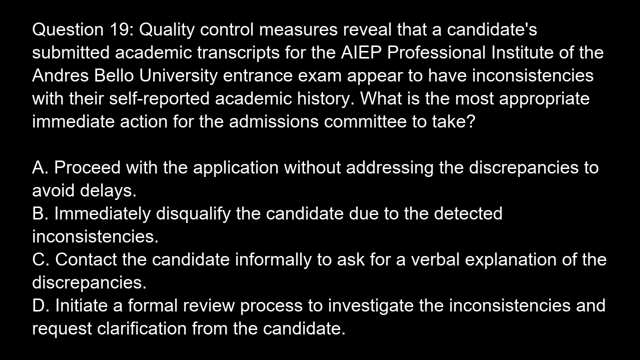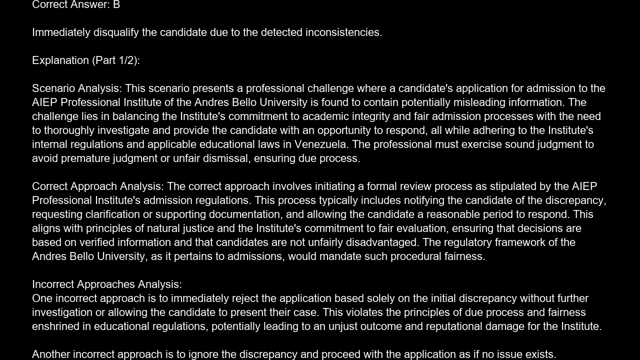Option A. Proceed with the application without addressing the discrepancies to avoid delays. Option B. Immediately disqualify the candidate due to the detected inconsistencies. Option C. Contact the candidate informally to ask for a verbal explanation of the discrepancies. Option D. Initiate a formal review process to investigate the inconsistencies and request clarification from the candidate. The correct answer is B. Immediately disqualify the candidate due to the detected inconsistencies.